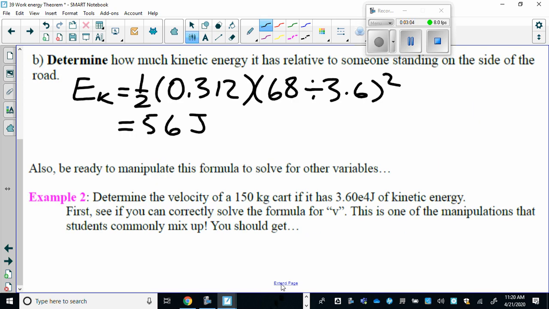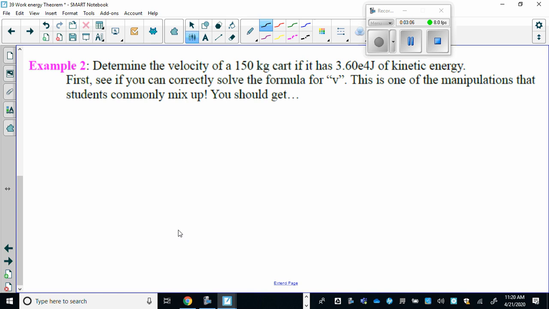More than likely, you're going to end up with a question such as this one, where you have to solve for the velocity. It says, determine the velocity of a 150 kilogram cart if it has an energy of 3.6 times 10 to the 4th joules of kinetic energy. And this is such a common question in the physics curriculum that it's one of those formulas you may want to memorize the manipulation of.